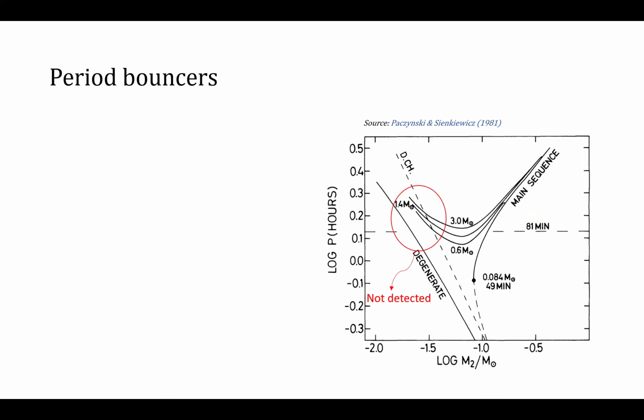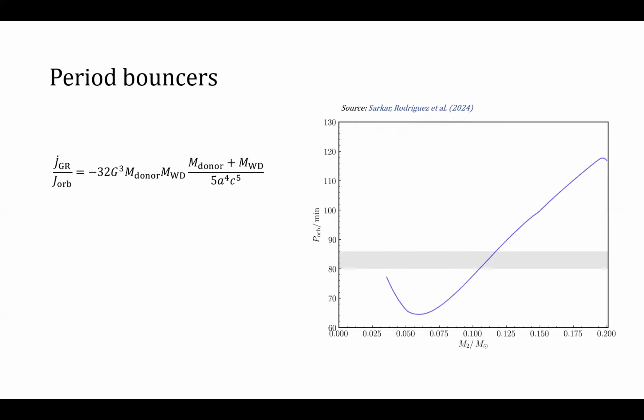We see a spike in the number of systems around here. But what we do not see are systems that go past this point. So the question is, why? Why do we not see any systems here? And this is the observed dearth of period bouncers. No matter how nice and sensitive our instruments are, we just cannot see them. So this is the problem.